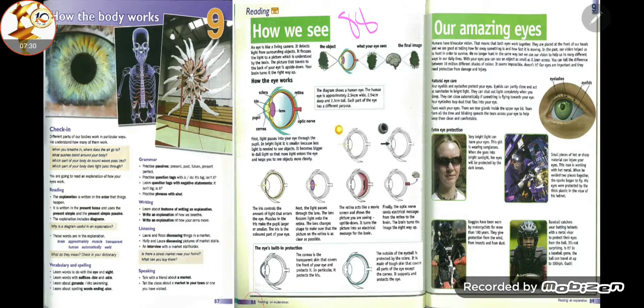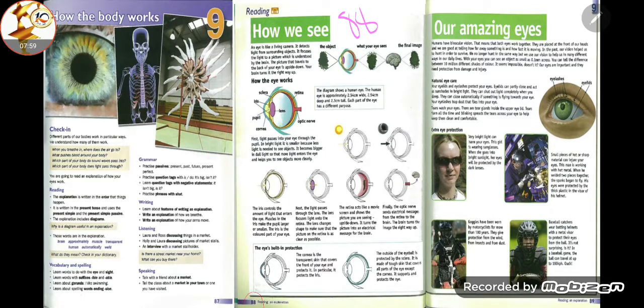Pages 88 and 89. Reading. How we see. An eye is like a living camera. It detects light from surrounding objects. It focuses the light to a picture which is understood by the brain. The picture that travels to the back of your eye is upside down. Your brain turns it the right way up.